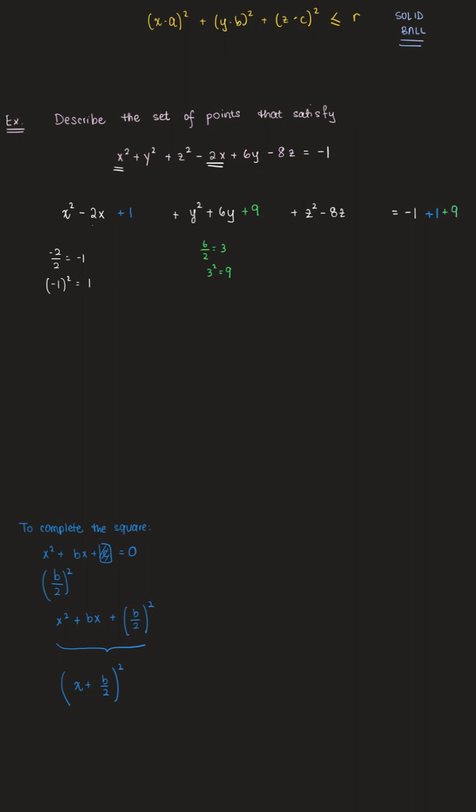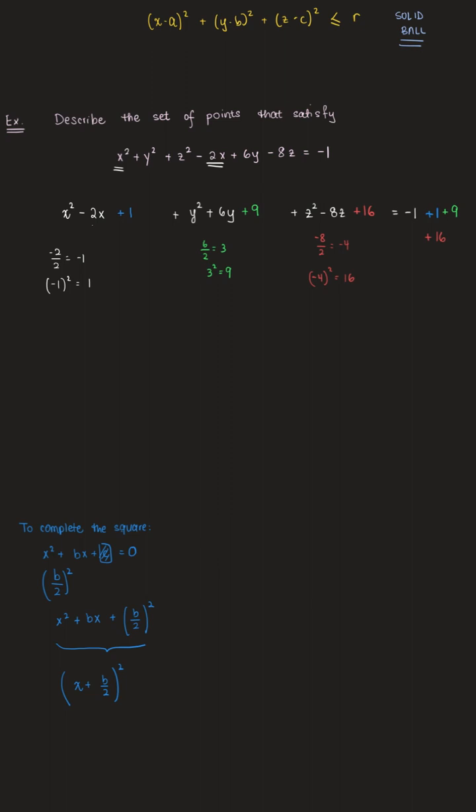And then for the third part, I'm going to do this one in red. I'm going to take the -8 divided by 2, which gives me -4. When I square -4, I get 16. So I'm going to add 16 to this expression, but I have to add it to the other side also. So let's see what we've got.